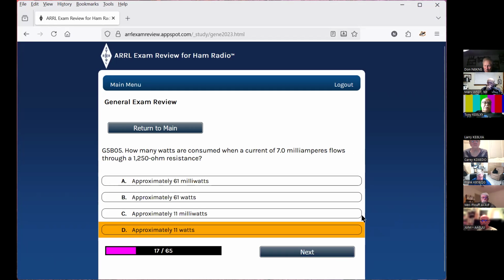How many watts are consumed when a current of 7 milliamperes flows through a 1250 ohm resistance? A, 61 milliwatts, B, 61 watts, C, 11 milliwatts, or D, 11 watts.